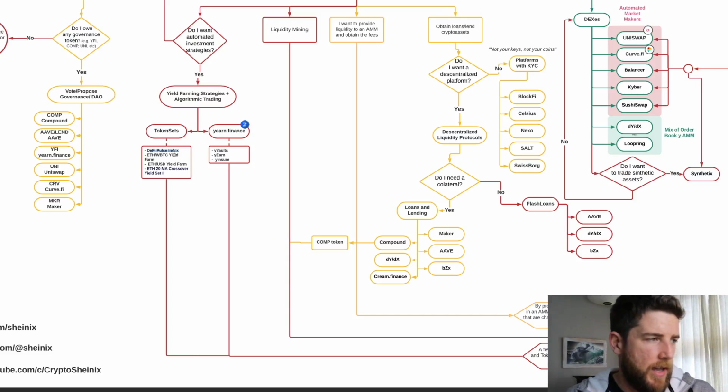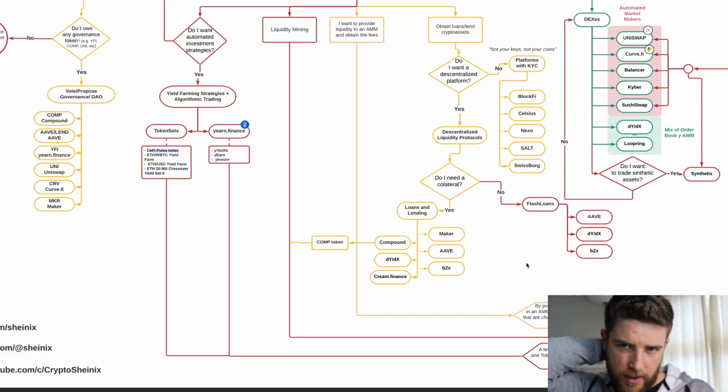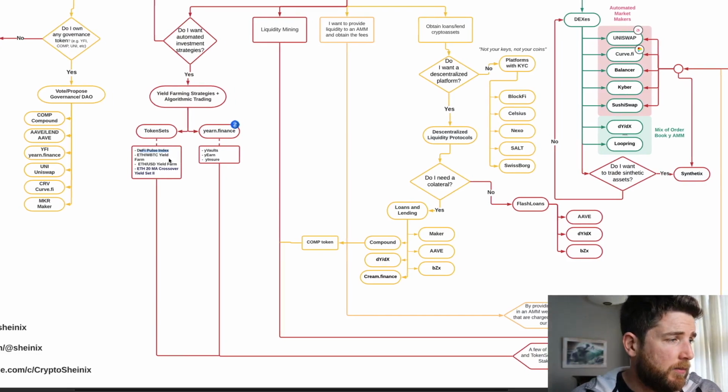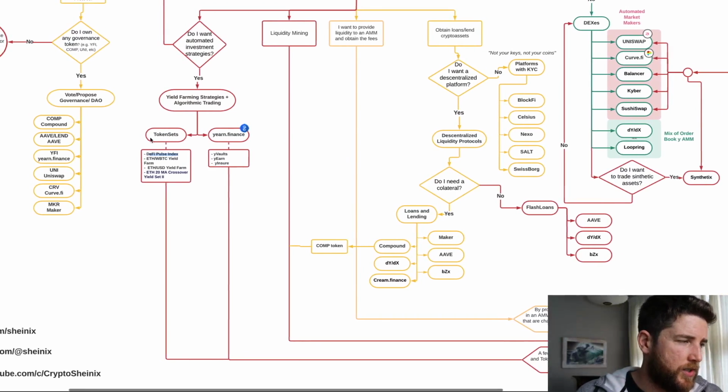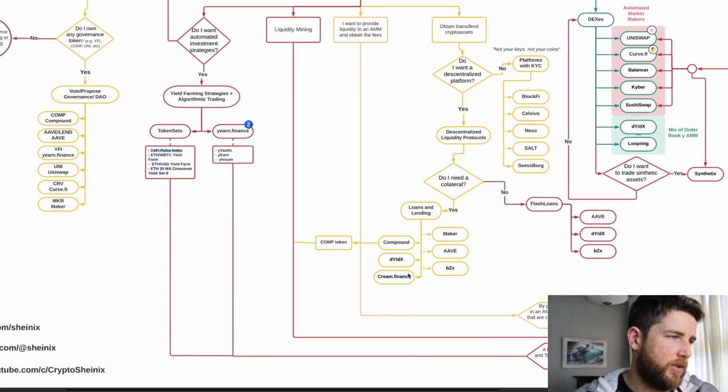And of course it has a weight. A weight means that there is a distribution of those top 10 tokens. There is 30% Maker and 10% Compound, whatever, and every certain number of days the index gets rebalanced, and the weights change a little bit. But there's another interesting product that Token Sets had.